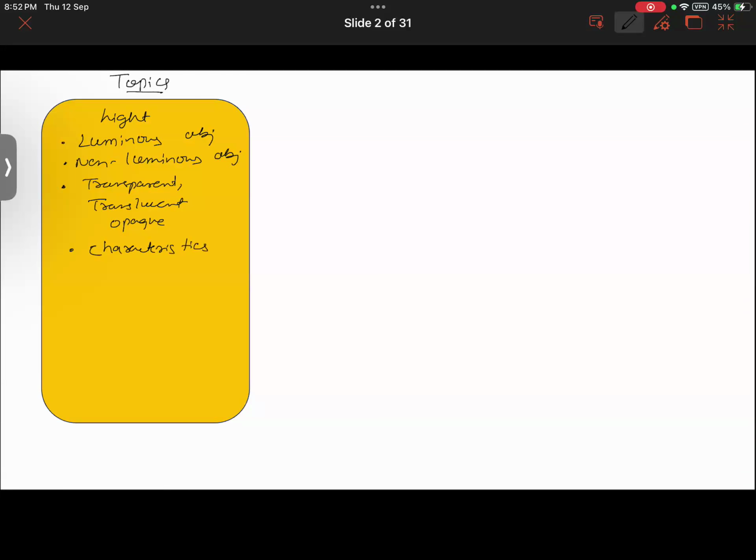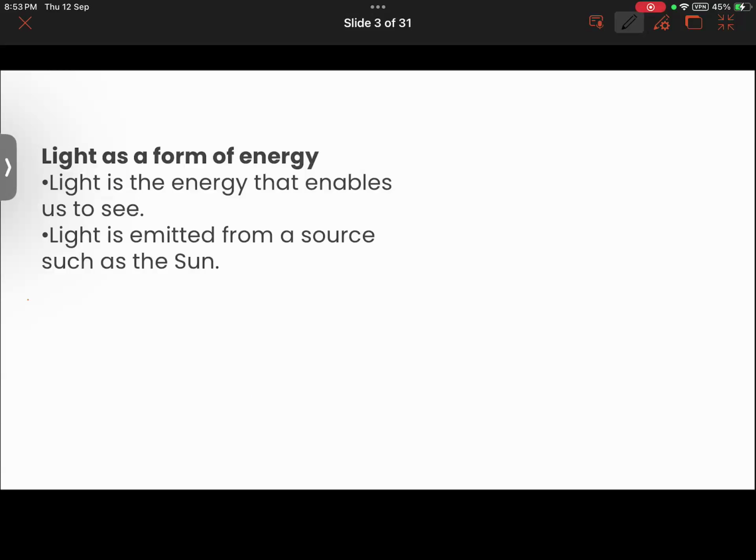Then later on, we'll learn about the characteristics of light. How does light travel? Can light bend, and all those things. Then you will be learning about shadow and its properties. Then later on, we'll be learning about the pinhole camera, and then about mirrors, their uses and types. We'll also be learning about lateral inversion in this. Let's see if we can cover all these topics today.